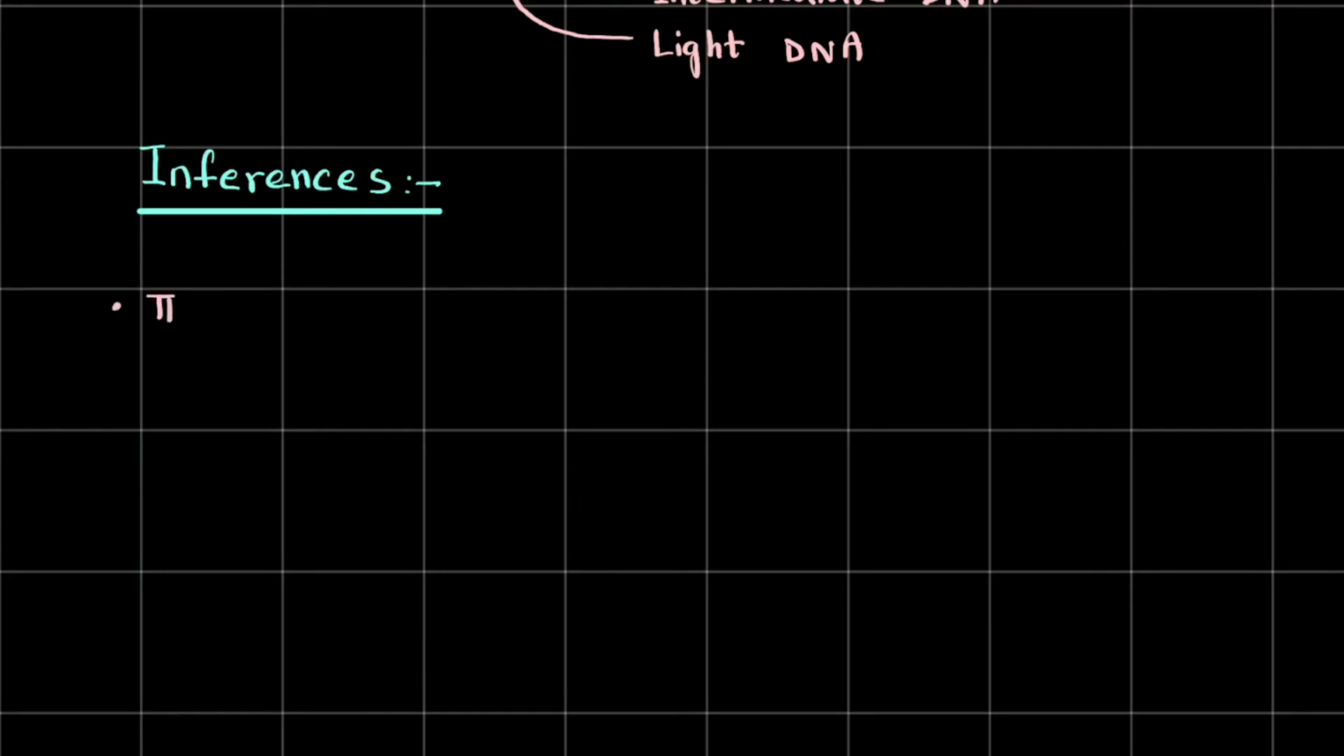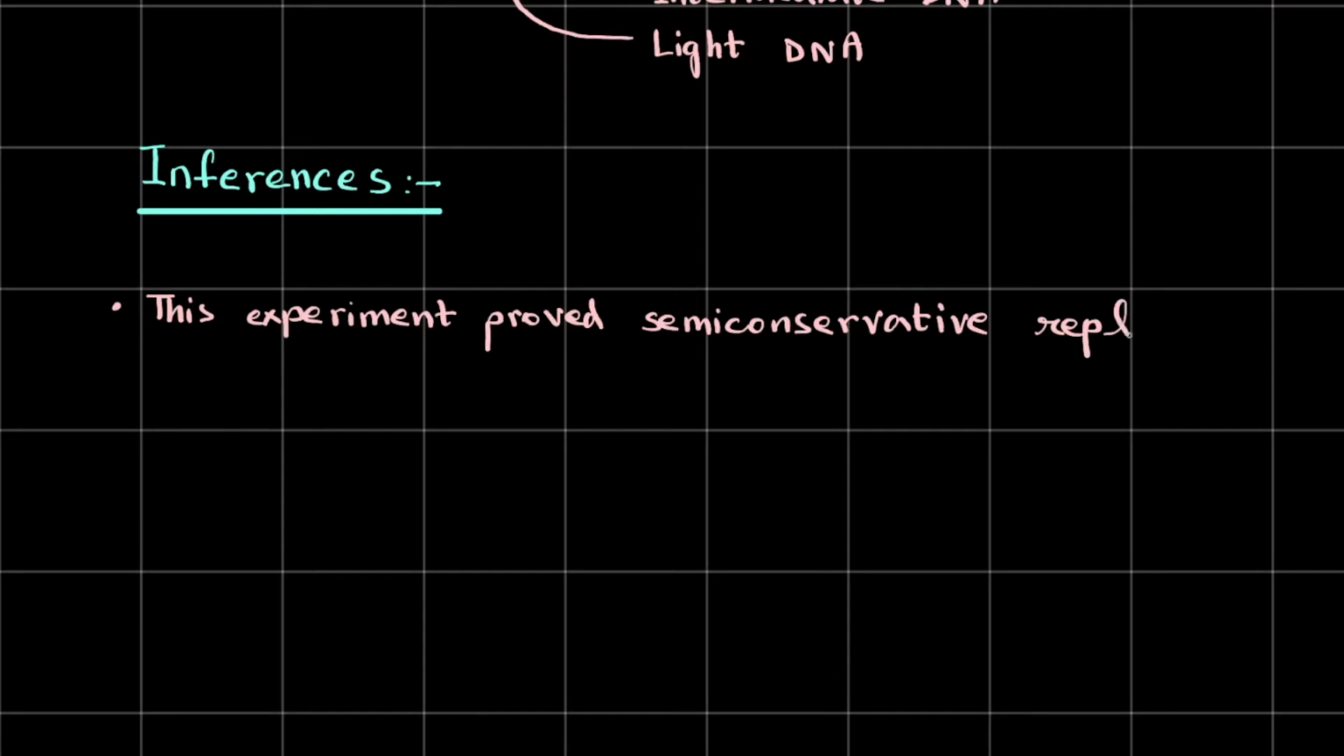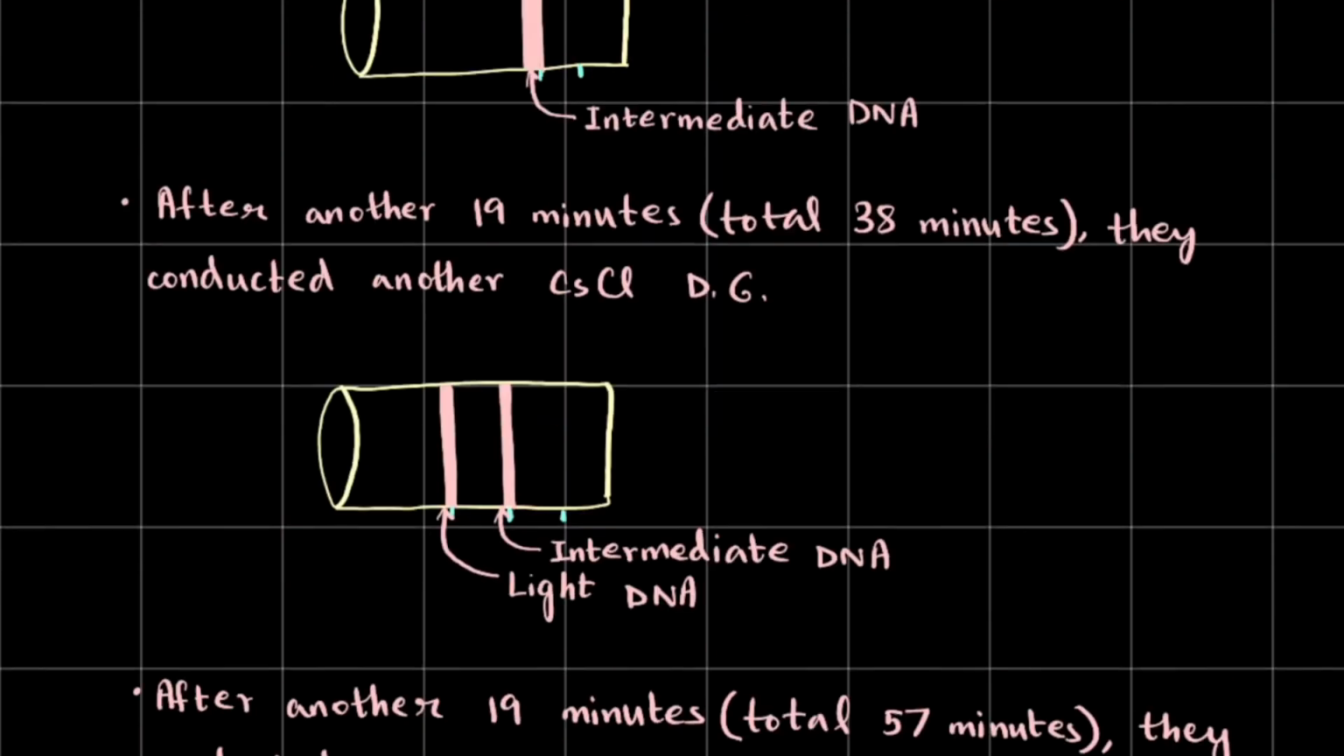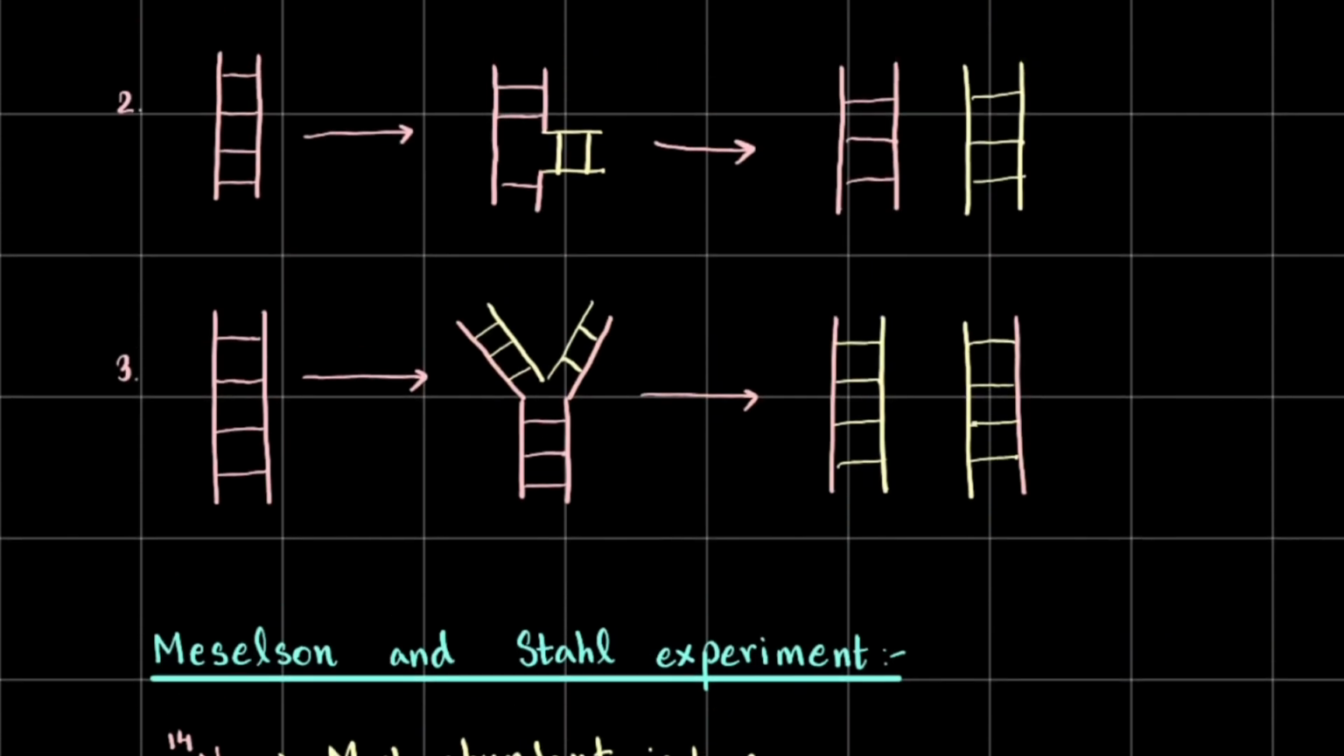So this experiment, drill this statement into your brain, right? This experiment proved semi-conservative replication of DNA. What is semi-conservative replication? Let me go back. Option number 3 is semi-conservative replication. Okay, option number 3, this is semi-conservative replication.